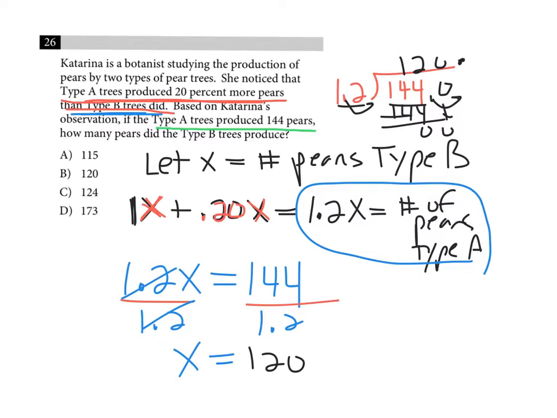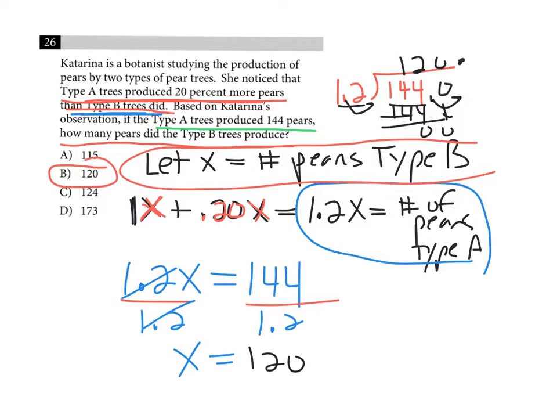Now let's make sure we answer the question. How many pears did the type B trees produce? Type B is going to be x, so here our answer is going to be answer choice B, 120.